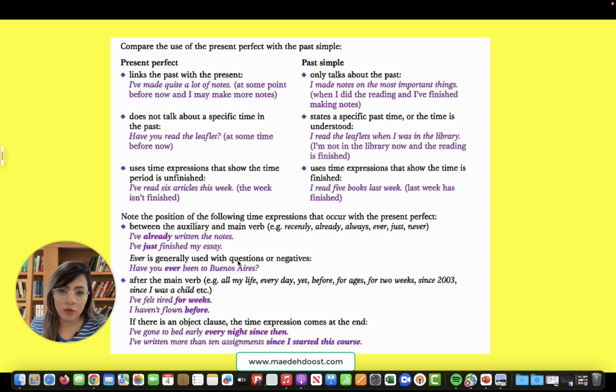Ever is generally used with question or negative. Have you ever been to Buenos Aires?